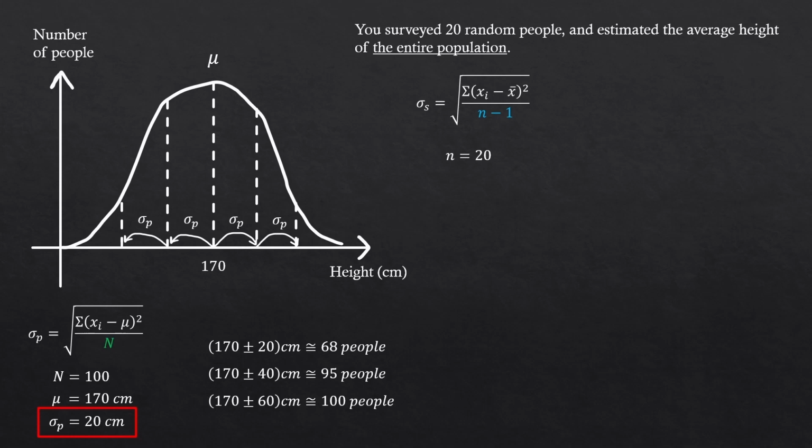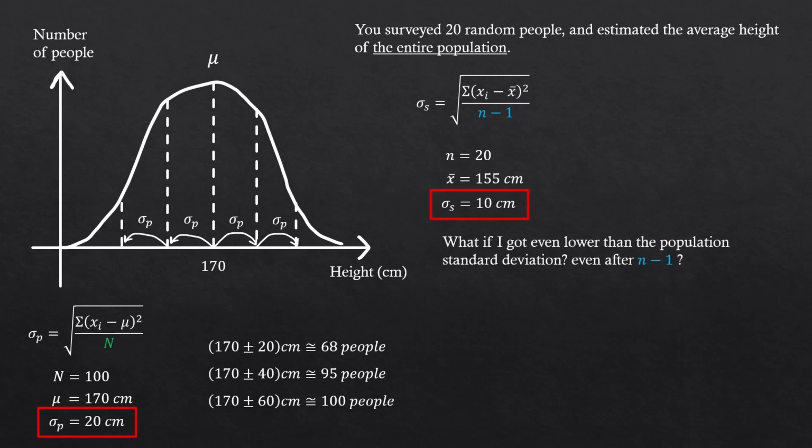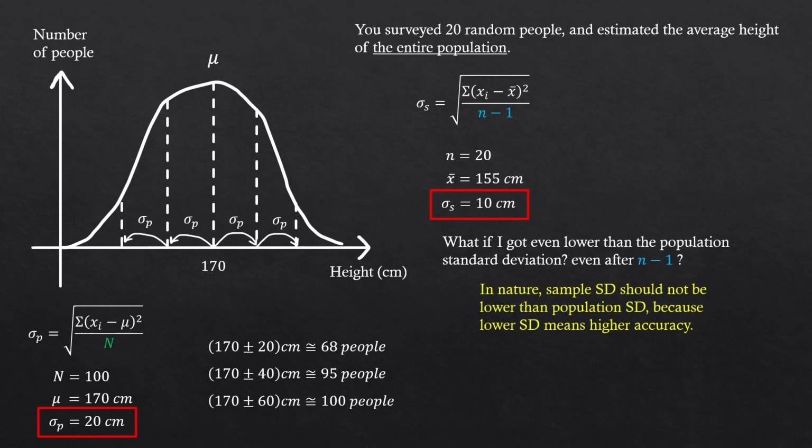Someone might also ask, what if the number that I got is even lower than the population standard deviation, even after n minus 1? This has other reasons. See, in nature, sample standard deviation should not be lower than population standard deviation. Because lower standard deviation means higher accuracy. How can a sample statistic be more accurate than a population statistic? And yet, this does happen sometimes, but not in the professional field.